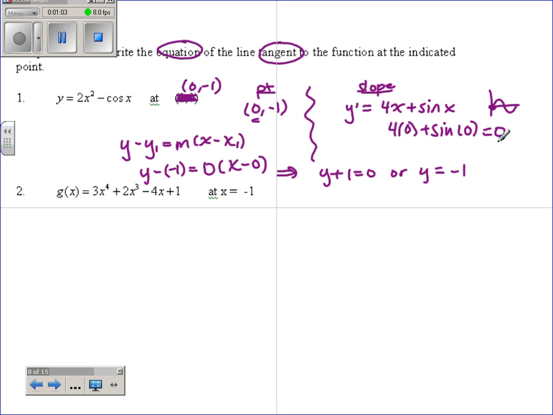Also, if you just think, this is a horizontal line and it's passing through this point. So if you think about it, it has to go through this point, it's a horizontal line. So it has to be y equals -1.